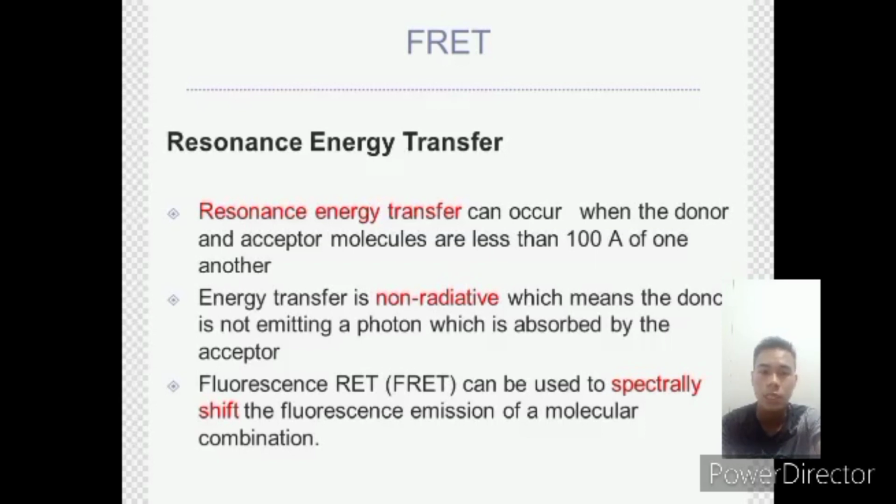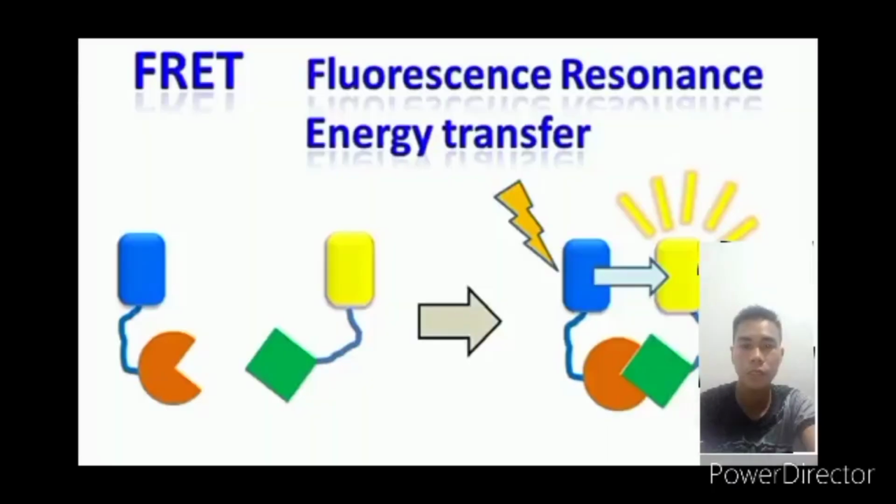Technological advances in light microscopy imaging, combined with the availability of genetically encoded fluorescent proteins, provide the tools necessary to obtain the spatial and temporal distribution of protein association inside living cells. Process of FRET, or fluorescence resonance energy transfer.